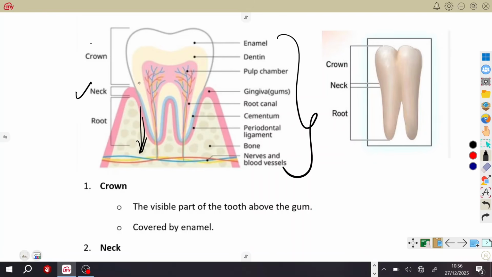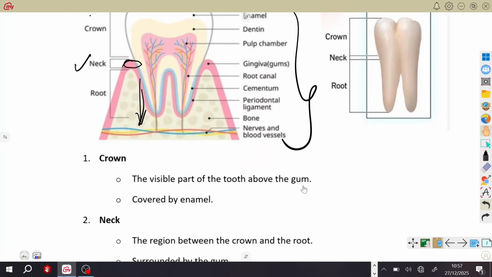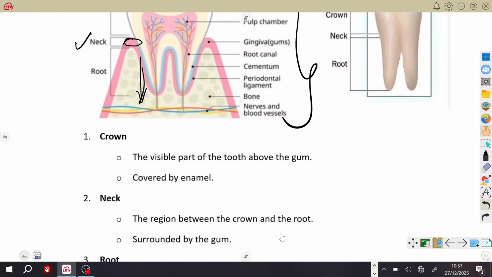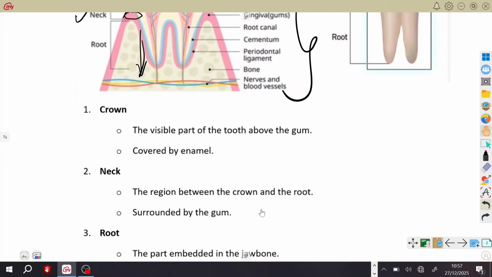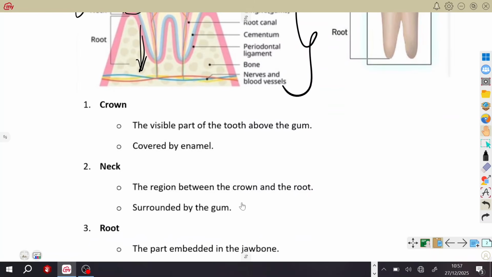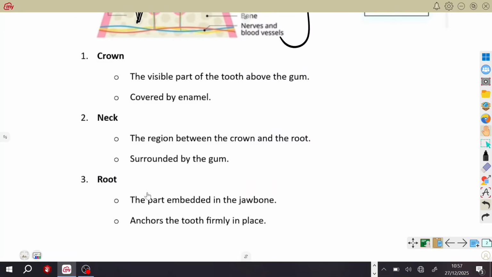Now the one which is in between the root and the crown, that area there, which is the gum part here, it's what we call the neck. Okay, so that's the neck. So the neck is the region between the crown and the root. Okay, so it is surrounded by the gum. So that part surrounded by the gum is the neck. Then next comes the root.